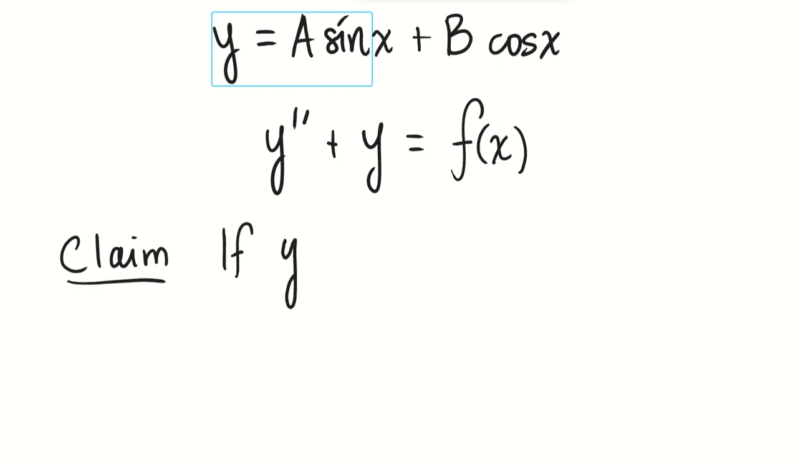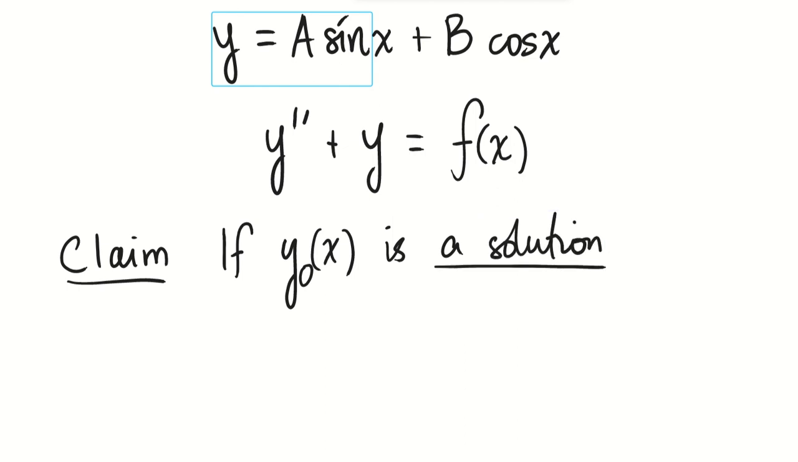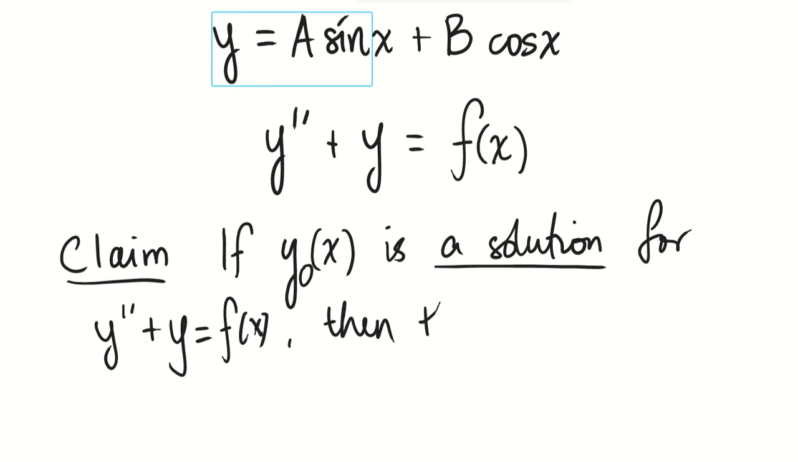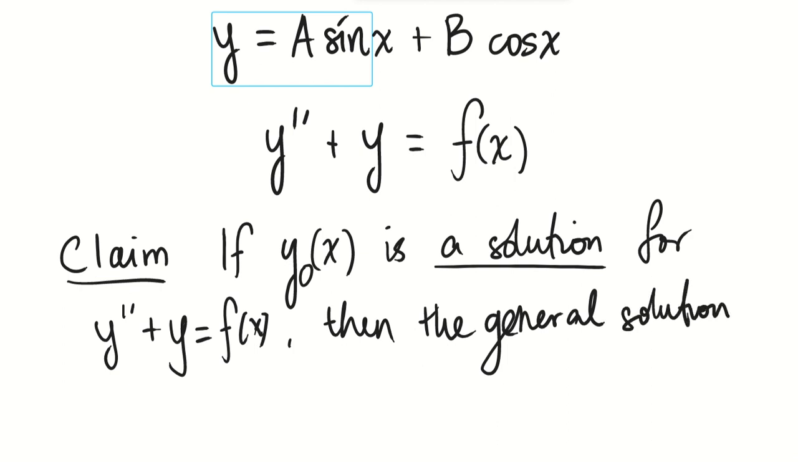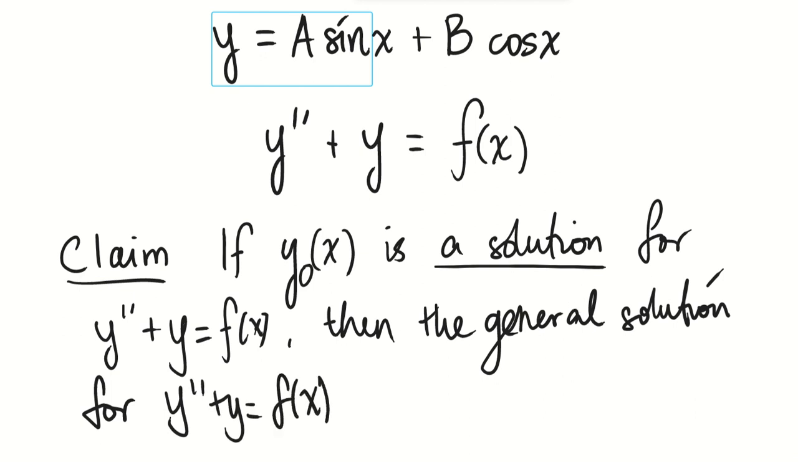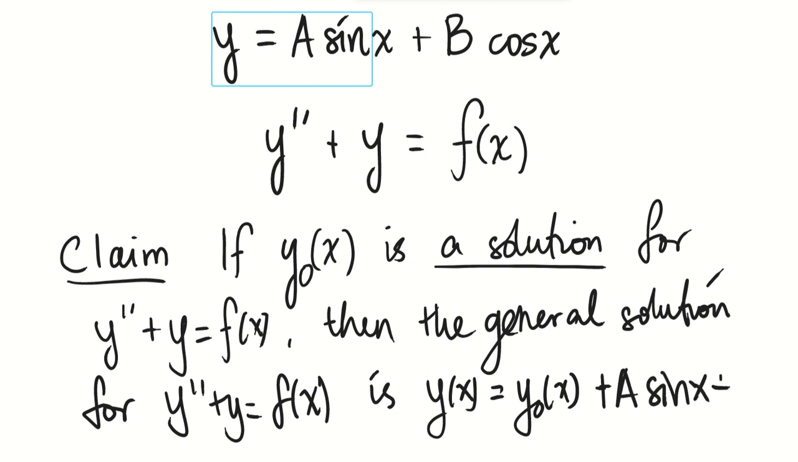if y naught, a particular function y naught, is a solution, so not all the solutions but just a single solution, for y'' + y = f(x), then the general solution for the same equation is y equals y naught plus the answer for the homogeneous case, which is a sine x plus b cos x.